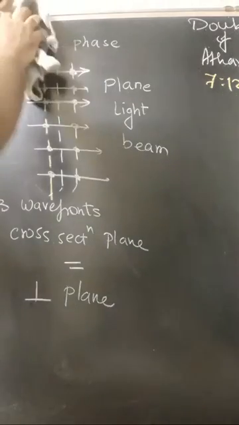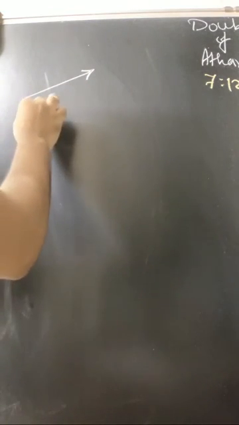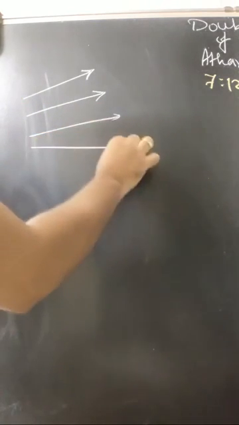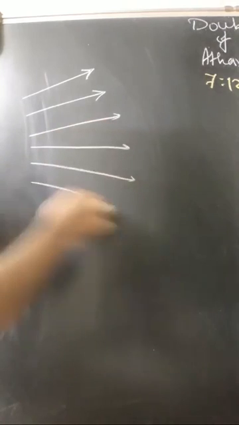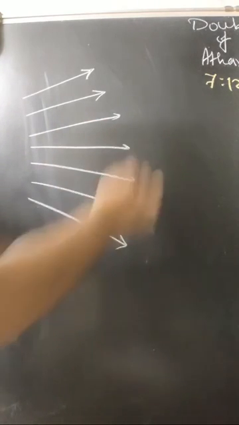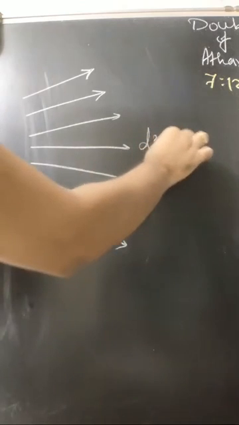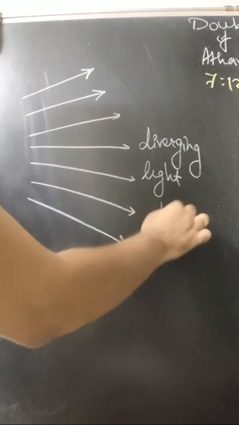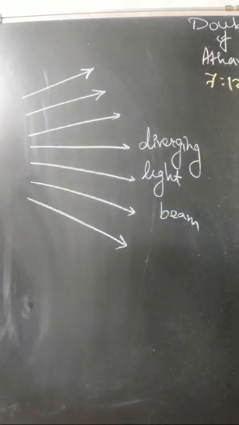Let us understand one more thing. Let us take one more example to understand it. Let us say we have a diverging light beam. This is a diverging light beam. Okay, diverging light beam.